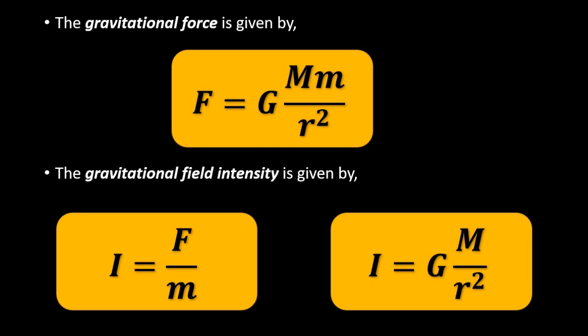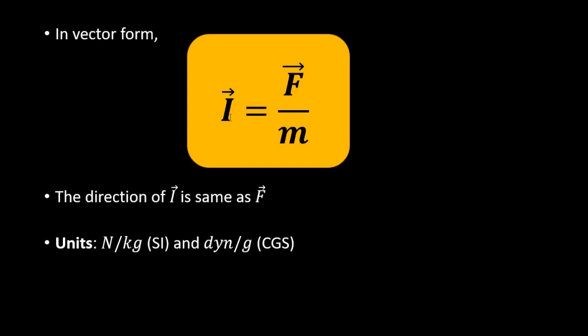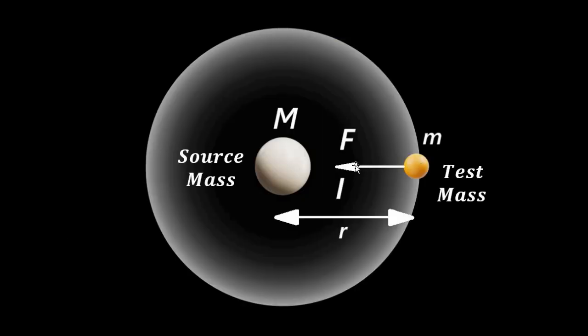This is the scalar form. In vector form, it can be expressed as I vector is equal to F vector by m. Now the important thing is that the direction of the gravitational field intensity vector is the same as the gravitational force vector. Here this mass exerts gravitational force F on the smaller mass. The direction of the gravitational intensity vector is also in the same direction, but the magnitude is slightly less.